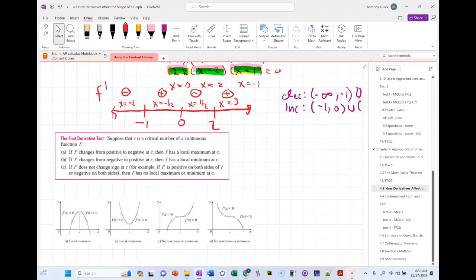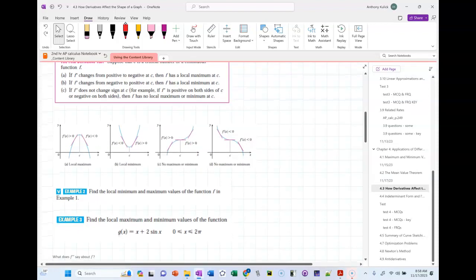So if the derivative changes from positive to negative at one of those critical numbers, so we're going from increasing to decreasing, that's a maximum. If we change from decreasing to increasing, that's a minimum. And if there's no change, if it goes increasing to increasing or decreasing to decreasing, that's not a local min or max. It's just nothing at all. Everybody cool? Okay.